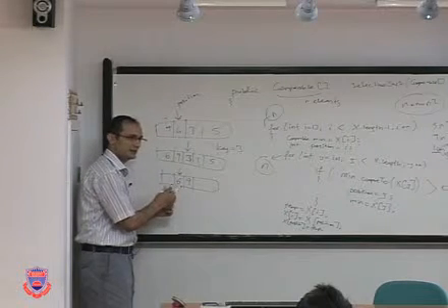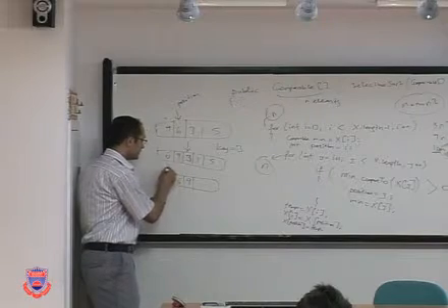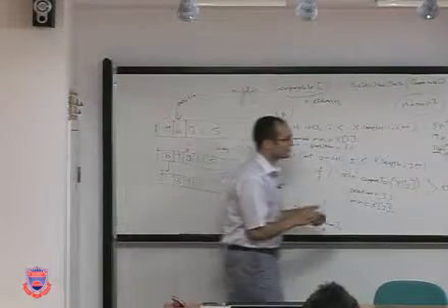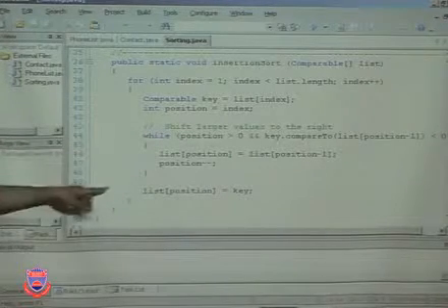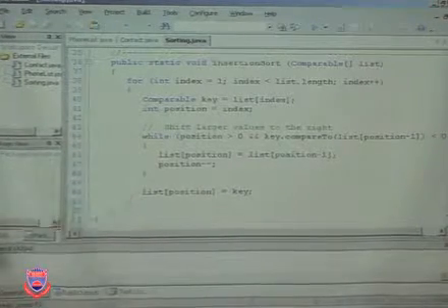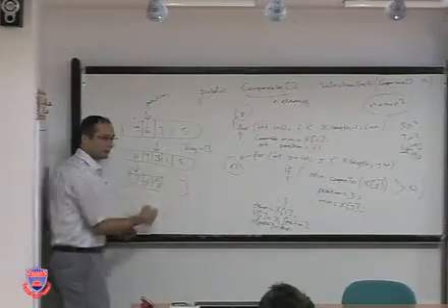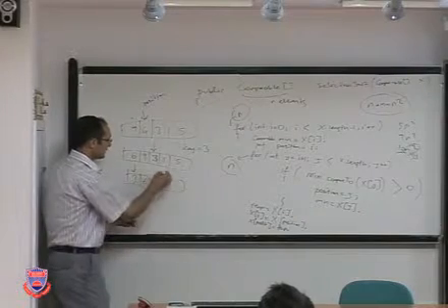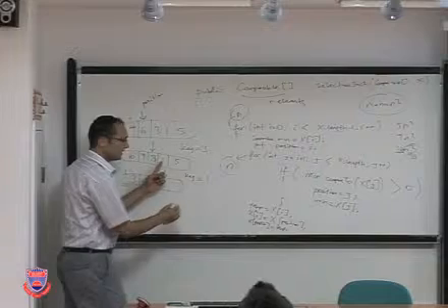6 will come here, and then since my position is decremented by 1, my position will point to this. Next time I will say that position is no longer greater than 0. I will finish the while loop and come to here. My key is going to be inserted there, which was 3. And then I will continue with the next element. So my index will point here. My key will be 1, right?